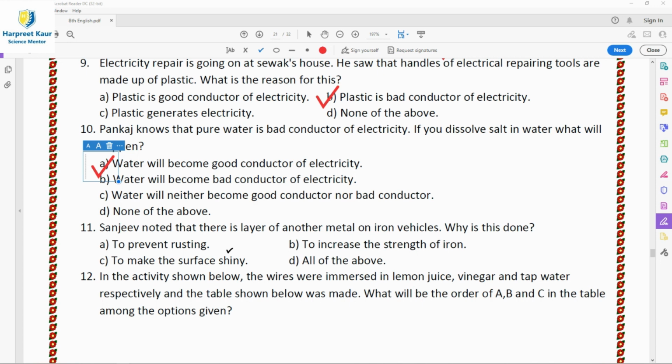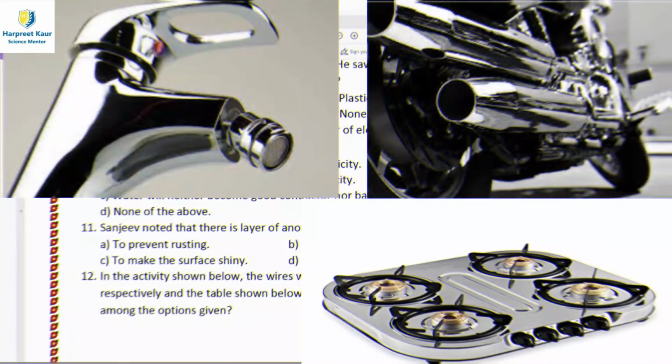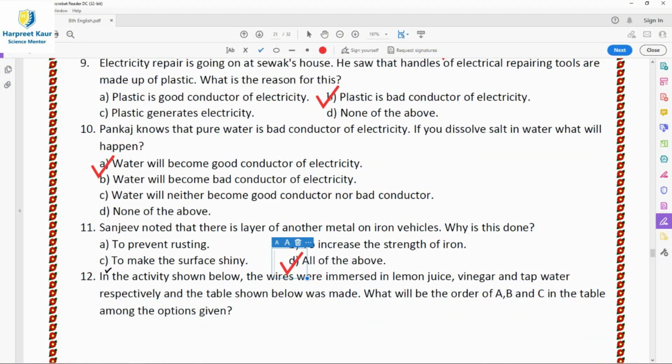You can see the bathroom taps are made up of iron or steel, and they are also electroplated with the metal chromium. It prevents rusting. So here, to prevent rusting is the right answer. To increase the strength of iron, of course, the strength of the base metal is also increased, and to make the surface shiny. So the surface is also made shinier, which gives a beautiful shiny finish to the metal. So all of the above, option D, is the right answer because A, B, and C all are correct.